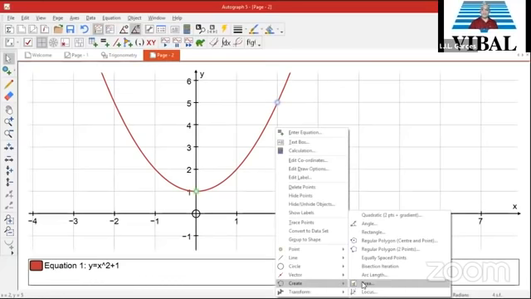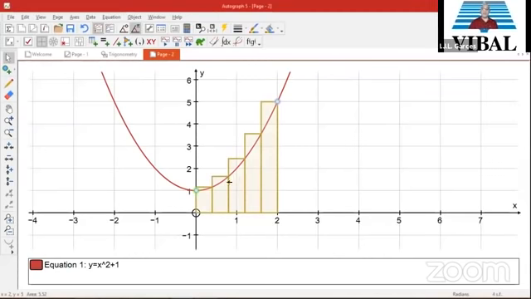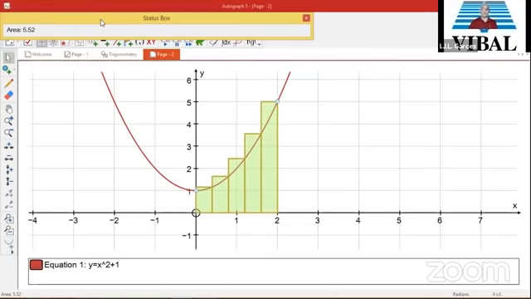Let's look at the rectangles on the right. Then you will be overestimating. And in fact, the total area there is actually 5.52.